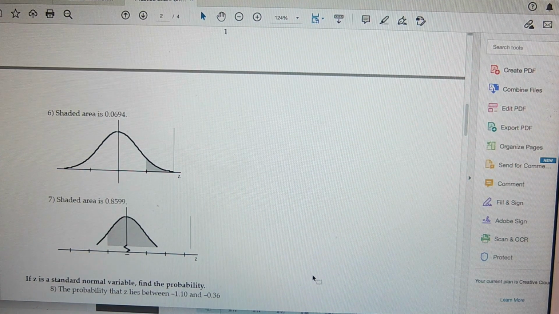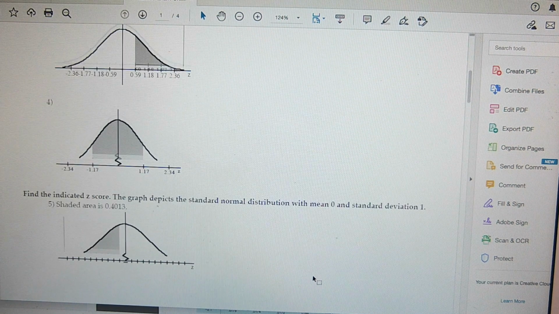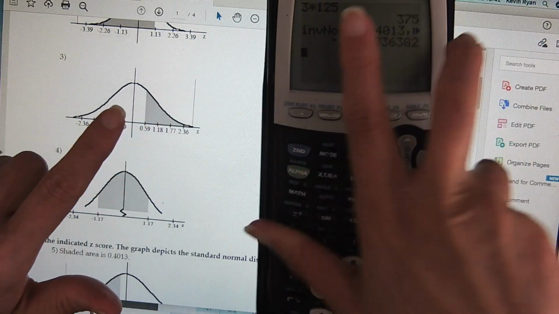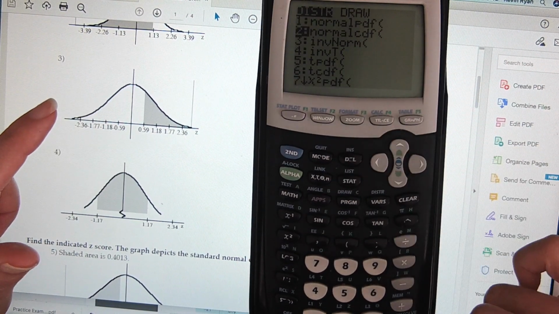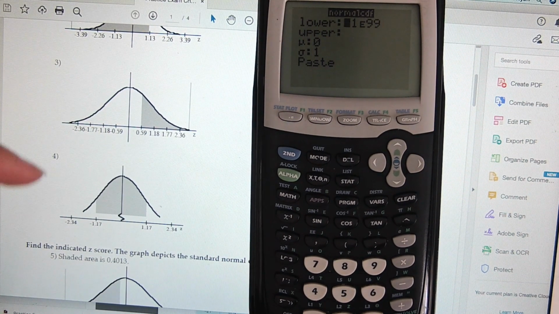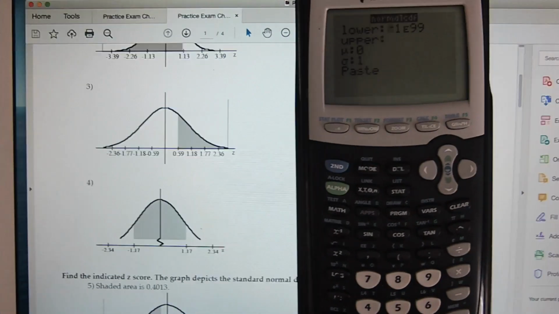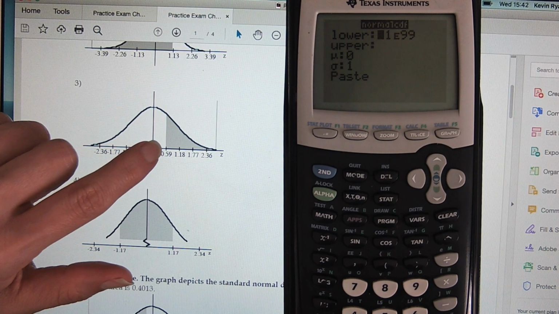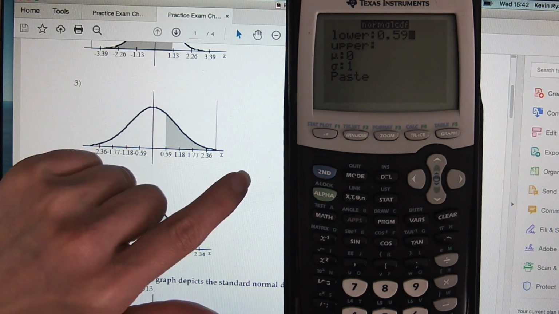Number 3, how do you tell the upper number and the shaded area? On number 3, this is normal CDF, right? Make sure this is lower. That's the lower number, 0.59. Then this is upper.